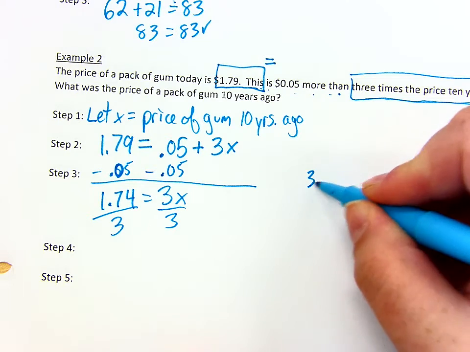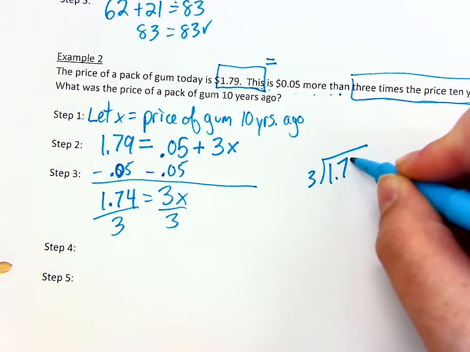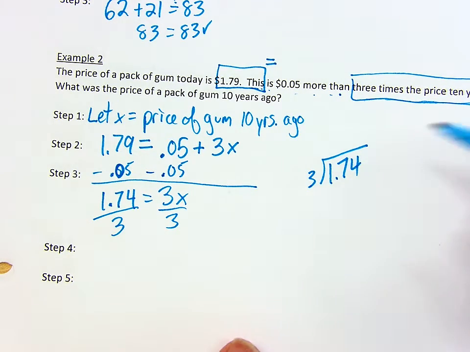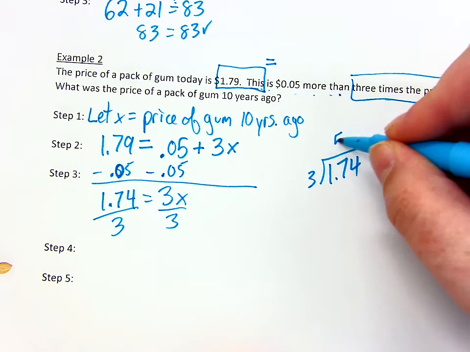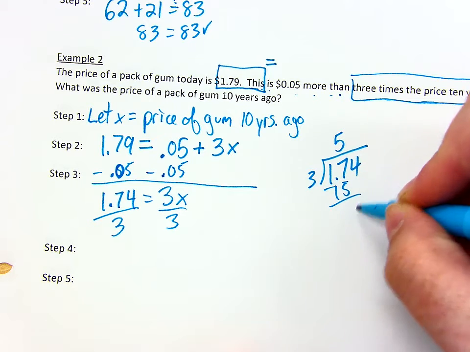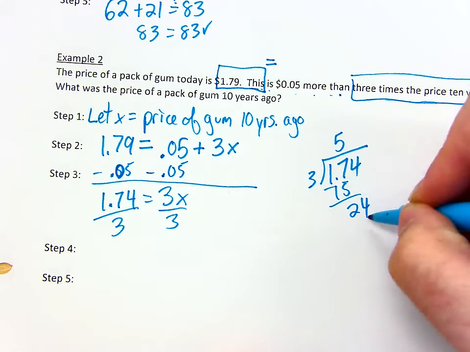So I'll just do really quickly over here. 3 into $1.74. 3 into 17 is 5. 15 minus, I get a 2, 24.